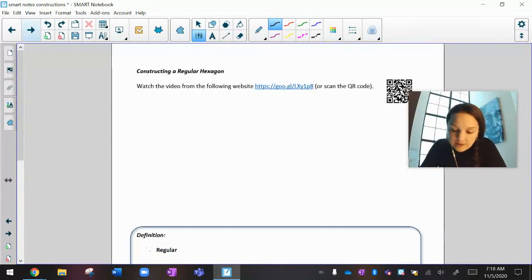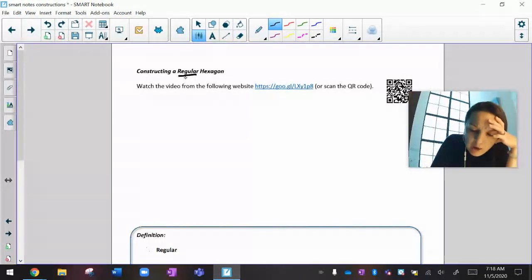All right, what's next here? Constructing a hexagon. All right, so we did triangles. Now we want to construct a hexagon, but not just any hexagon. I want to construct a regular hexagon. All right, so let's talk about some vocab here.